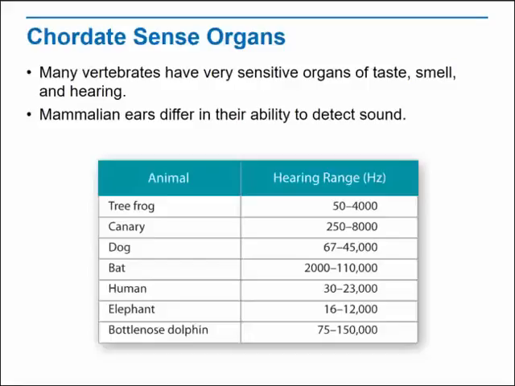Many vertebrates have very sensitive organs of taste, smell, and hearing. Some sharks, for example, can sense 1 drop of blood in 100 liters of water. Although all mammalian ears have the same basic parts, they differ in their ability to detect sound, as shown in the table. Bats and dolphins can even find objects in the environment using echoes of their own high-frequency sounds. A great many species of fish, amphibians, reptiles, birds, and mammals have color vision that is as good as or often better than that of humans.